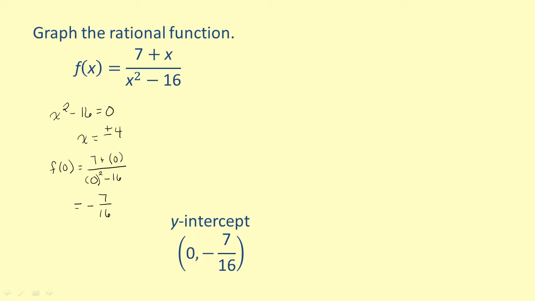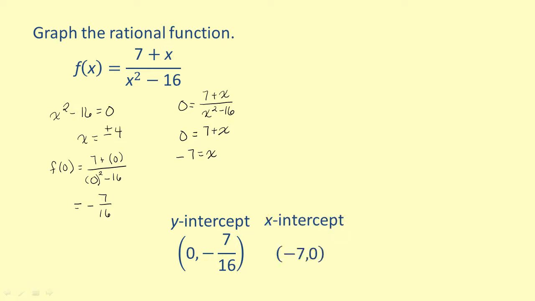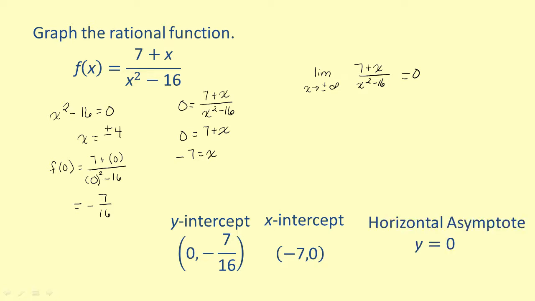Next, let's find the x-intercepts. Set the entire equation equal to 0 and solve for x. Multiply both sides of the equation by x² − 16 to get 0 = 7 + x. Subtracting 7 from both sides, we have an x-intercept of −7. Now that we have our x and y intercepts, we can evaluate the limits of f(x) and determine the end behavior of the graph. Finding the limit as x approaches infinity or negative infinity, we find that the limits are both equal to 0. Therefore, we know there is a horizontal asymptote at y = 0.